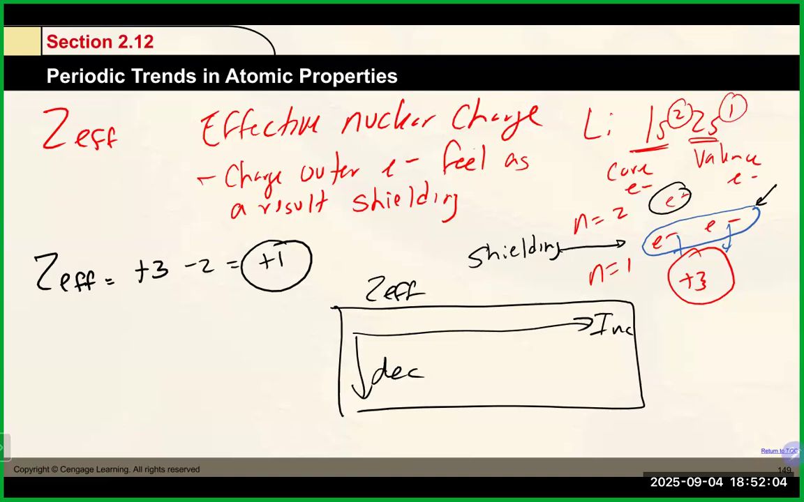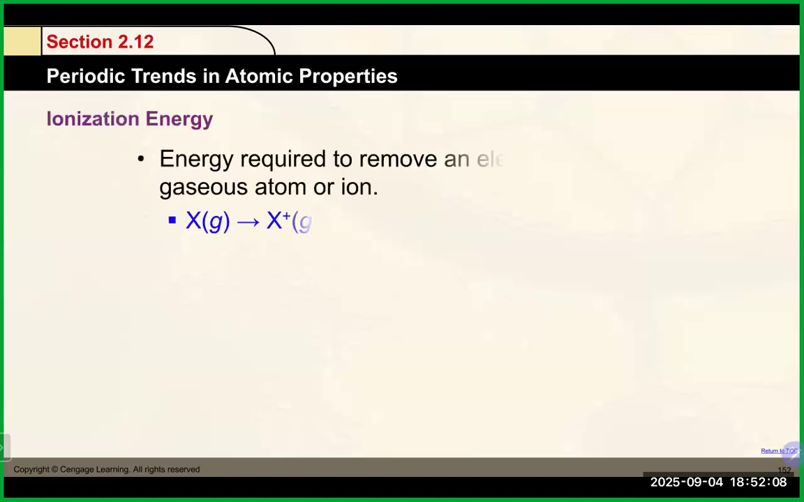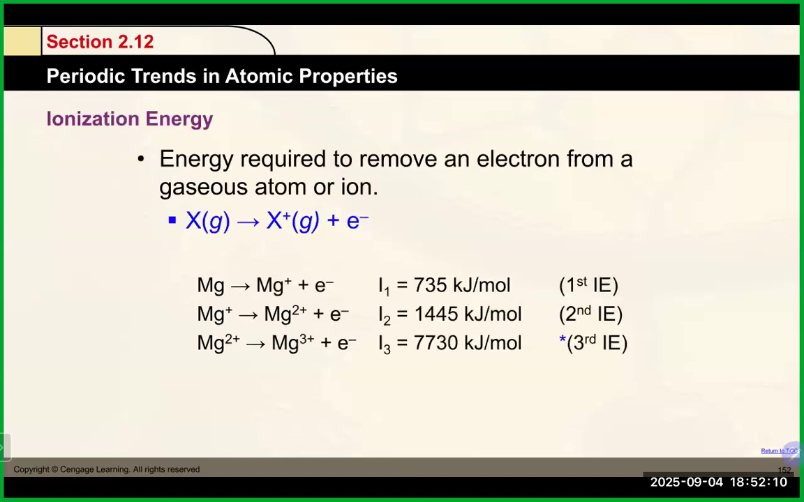And that also affects something like size. The next trend is ionization energy. Ionization energy is the energy that is required to remove an electron from the gas phase of an atom. And when we remove an electron or electrons, that is when we make cations. So we think about cation formation when we talk about ionization energy.